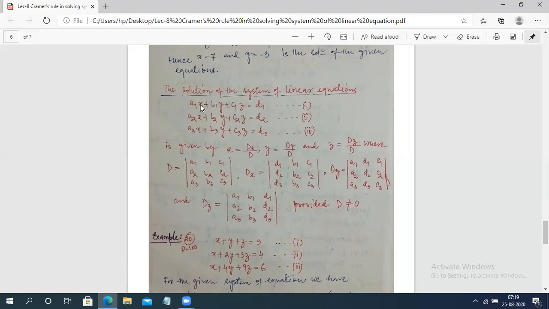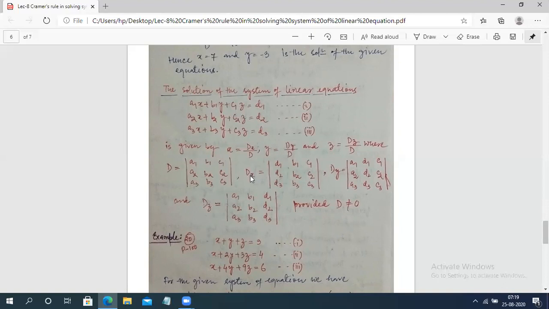The coefficient of x is a1, a2, a3. So write d with first column a1, a2, a3. Coefficient of y is b1, b2, b3. Coefficient of z is c1, c2, c3. So this is d.